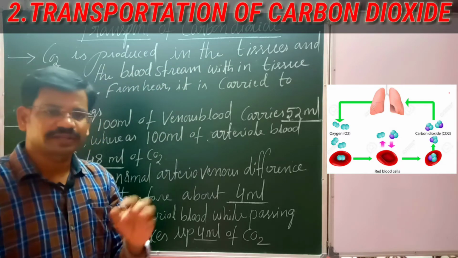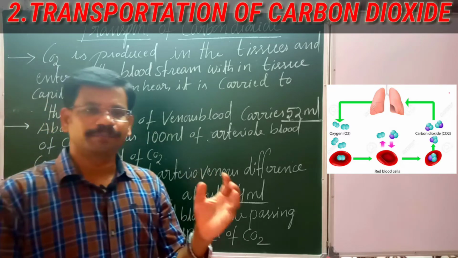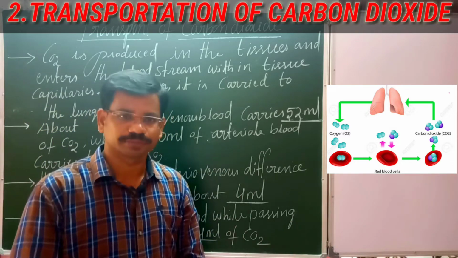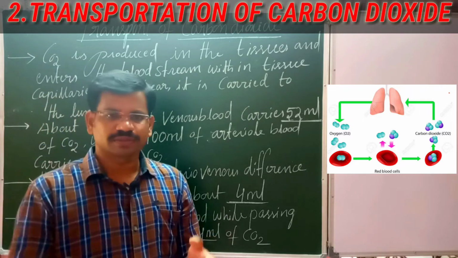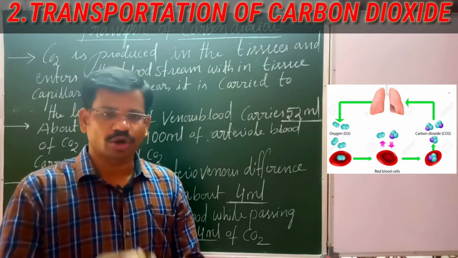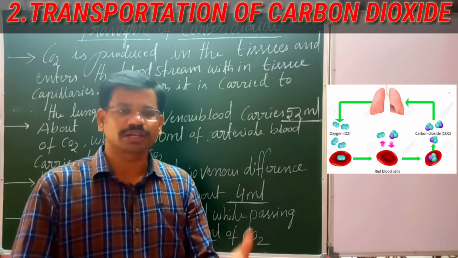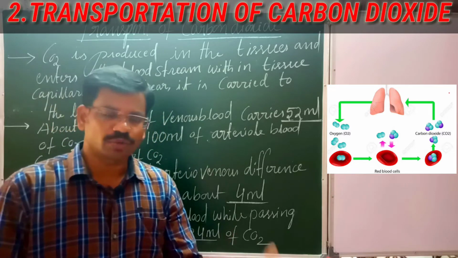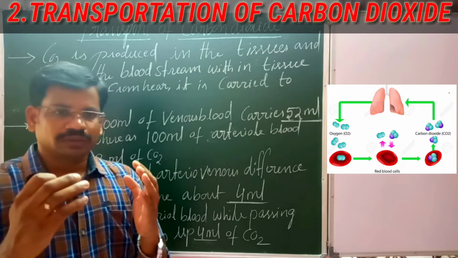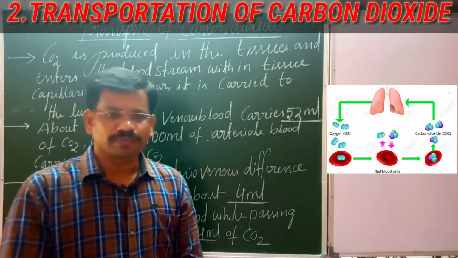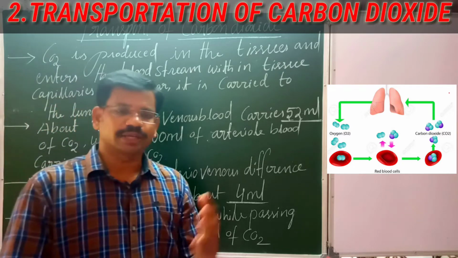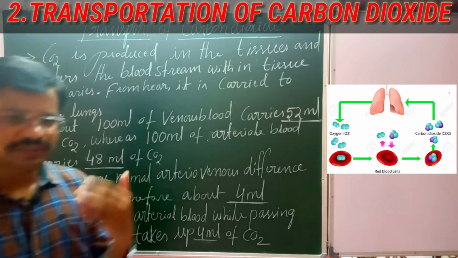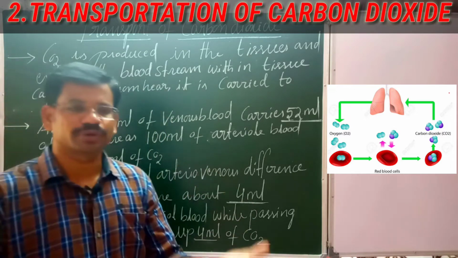Basically, carbon dioxide is a gas which is produced during the catabolism of glucose. The oxygen taken by the cells is utilized for aerobic respiration. As a result of aerobic respiration, some products are formed, like water and energy, and at the same time carbon dioxide. How is this carbon dioxide transported?